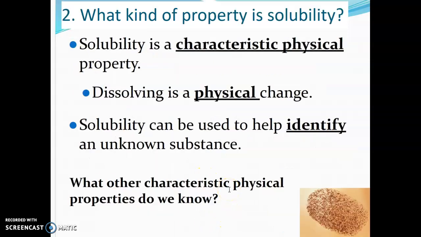Now, I just mentioned that solubility is a physical property. That's because when I dissolve salt in water, I am not changing the identity of the salt nor the water. The atoms that make up salt molecules do not change when I dissolve it in water, nor do the atoms that make up water molecules.